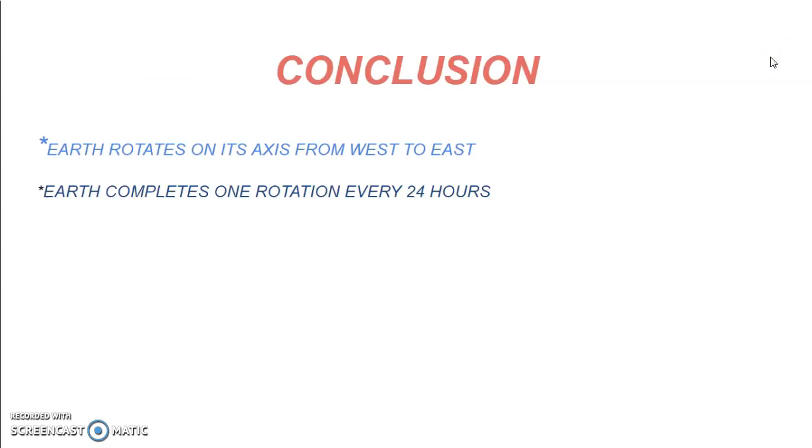What can we conclude from this lesson? We conclude that Earth rotates on its axis from west to east. The other thing is Earth completes one rotation every 24 hours. إذن the Earth rotates. تدور الأرض حول محورها من الغرب للشرق every 24 hours, and it makes day and night.